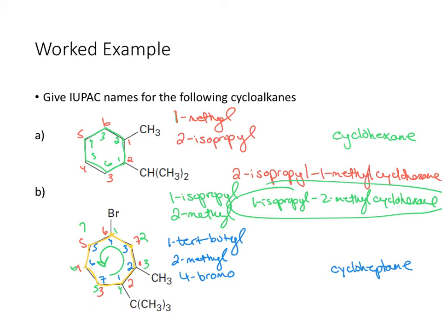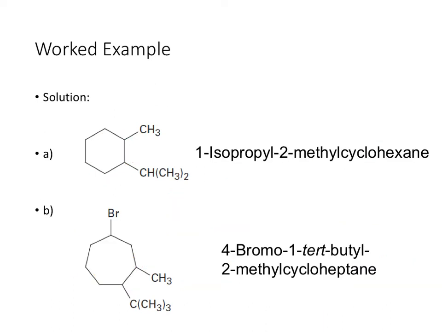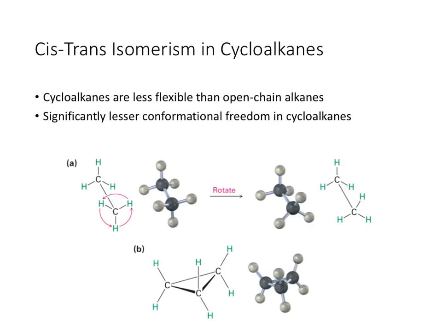So now if I assemble those in alphabetical order, we ignore the prefix tert when alphabetizing. I get 4-bromo, 1-tert-butyl, 2-methyl, cycloheptane. And here are the solutions to that example.